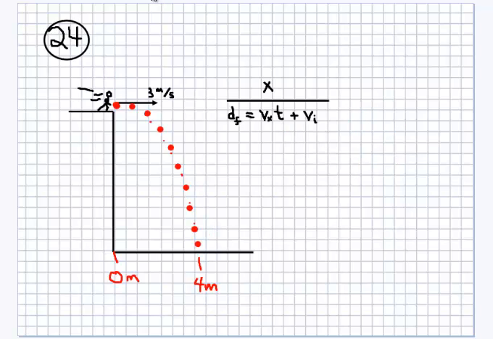Next question. 24. We have a diver moving initially with 3 meters per second, horizontally again, and he lands in the water 4 meters away from the base of the cliff. So we know a lot about the x world. We know the starting speed and presumably the continuous speed in the x direction. Remember that the x velocity never changes.